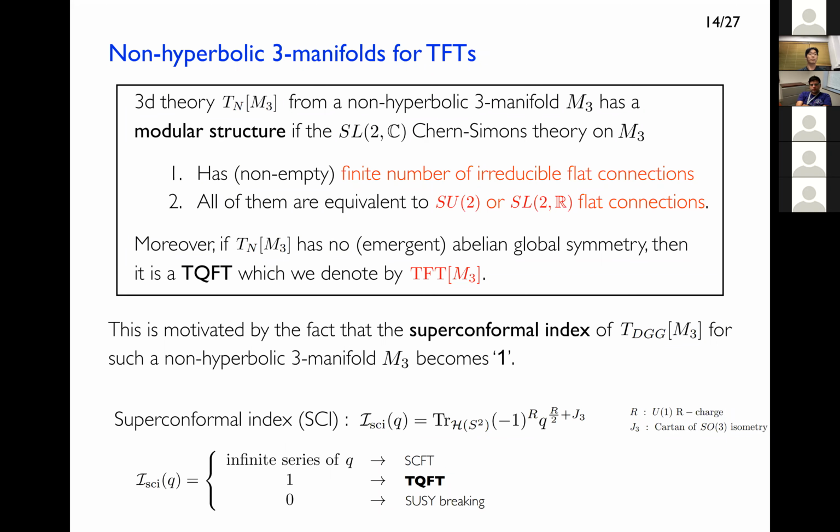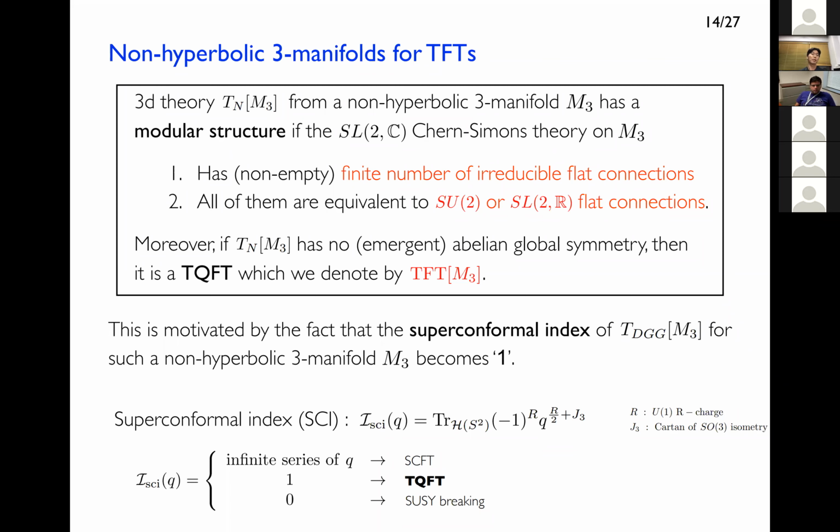And the superconformal index over a 3D N=2 theory is defined in this way. It counts the number of BPS states living on S2, and all BPS states captured in this index are graded by their R charges and spins. So they are graded by the fugacity q for the R charge and spin.